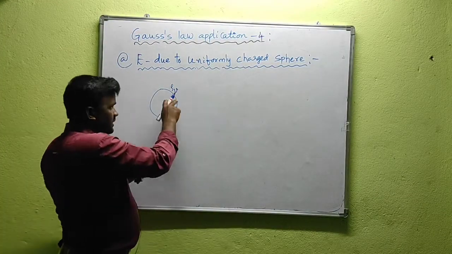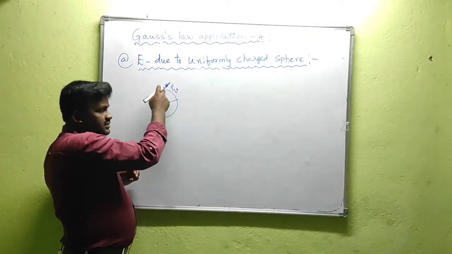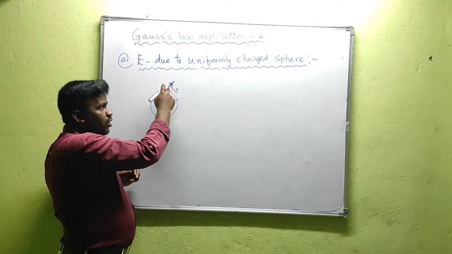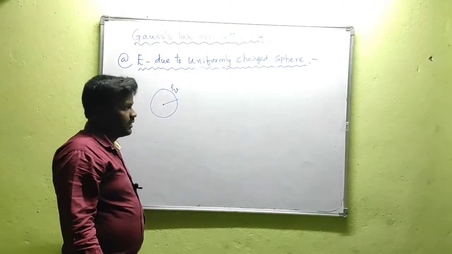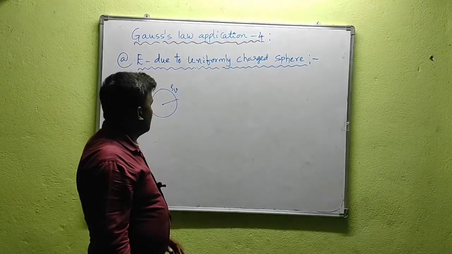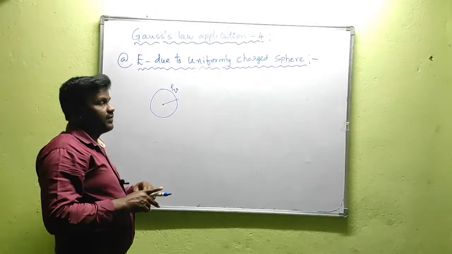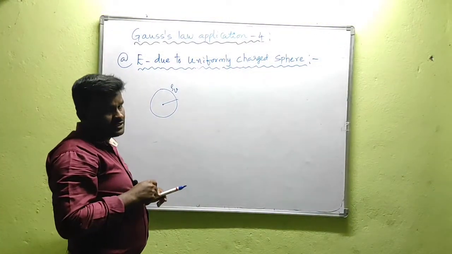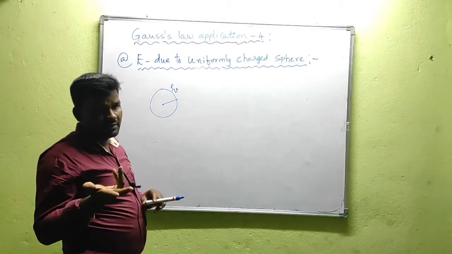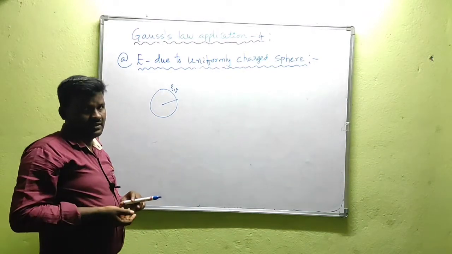Means what? In this sphere at each and every point the charge is same with uniform volume charge density rho v. In case of the sphere we can go for volume charge. In this case you need to determine the electric field intensity due to uniformly charged sphere. Means you need to determine the field at each and every point of the sphere.